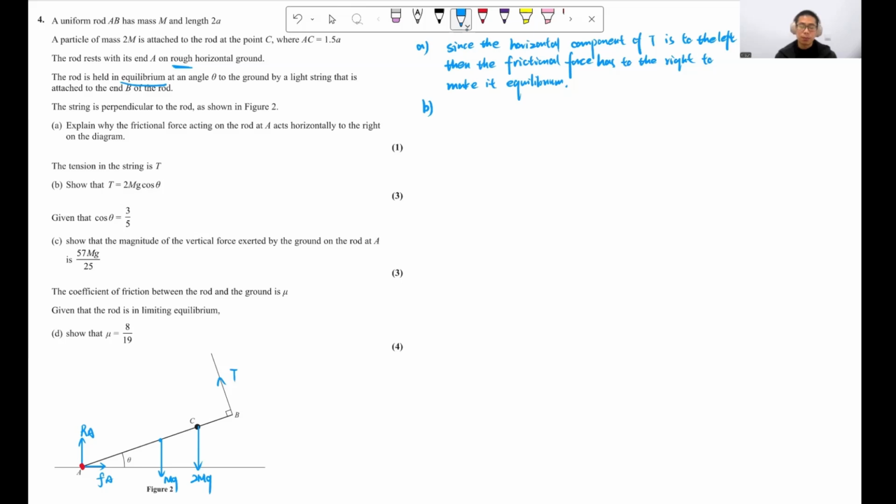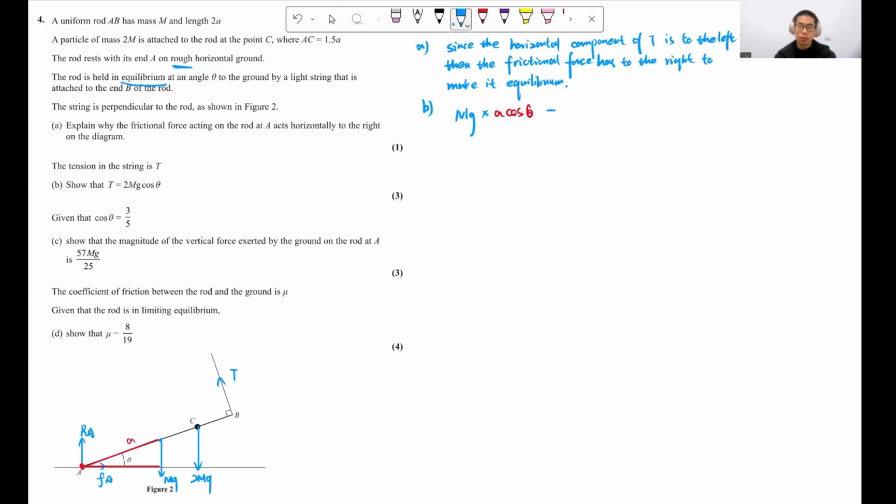So to set this up, we let the moments clockwise equal the moments anti-clockwise. So mg and 2mg are in the clockwise direction, so we do that first. So that would be mg times the shorter distance. So moment is equal to the force times the shorter distance. And we know the length of the rod is 2a since it's uniform, so this is right in the middle. This has to be a. So we can just do mg times a cos theta because this length is adjacent.